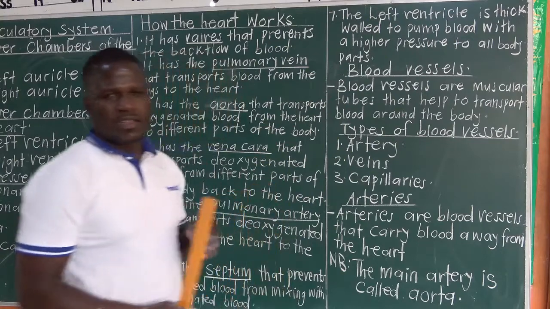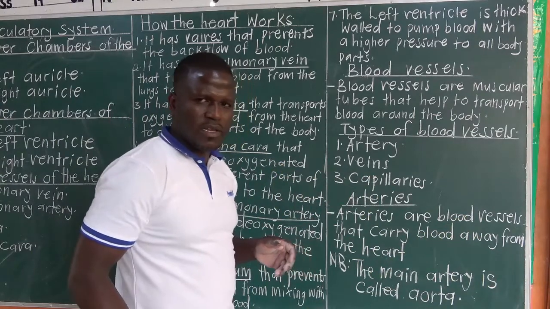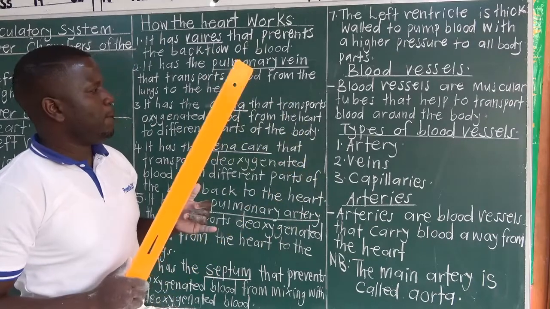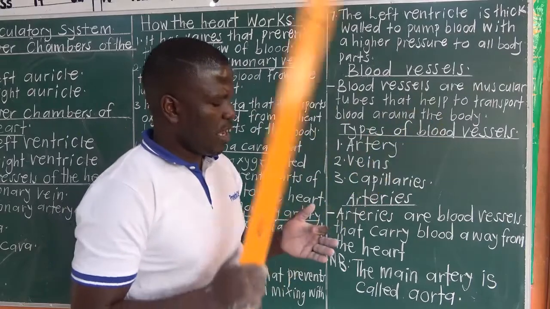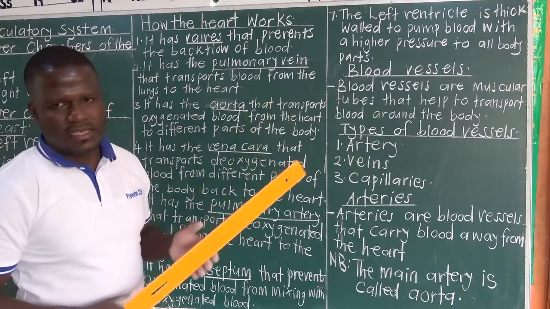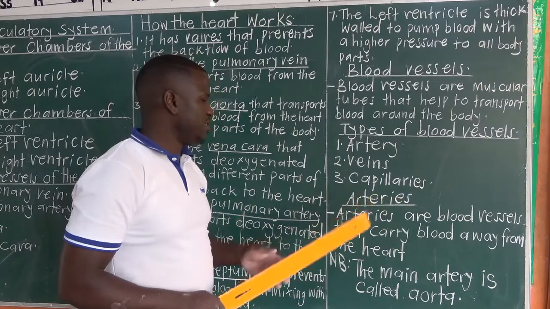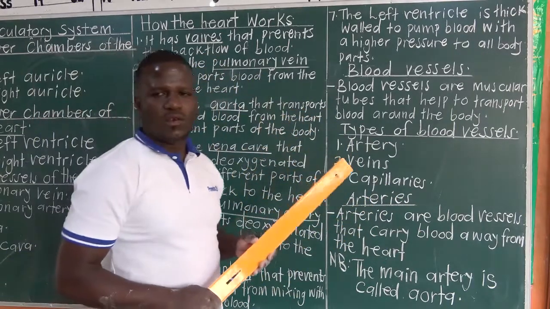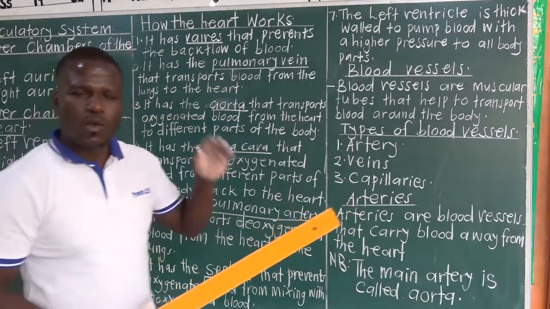We have finished looking at the heart. Please look at the diagram of the heart in your booklet, then look at those parts. So the heart has a pulmonary vein, aorta, vena cava, then we have the pulmonary artery. Then we also have valves. I've given you the function of all those parts. Then there is the septum, which prevents oxygenated blood from mixing with deoxygenated blood. We have finished looking at the first component of the circulatory system, which is the heart.